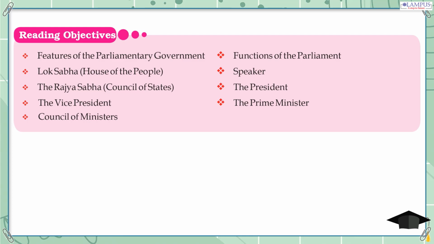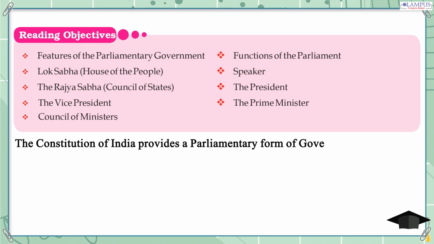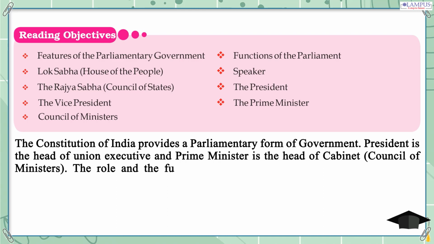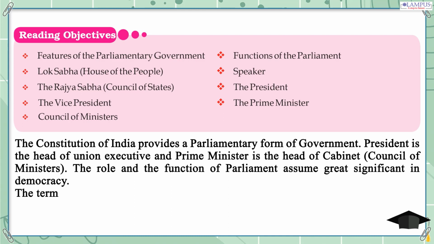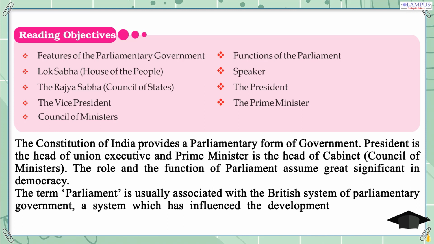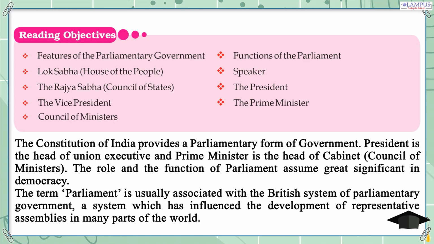Council of Ministers. The Constitution of India provides a parliamentary form of government. President is the head of Union Executive and Prime Minister is the head of Cabinet, Council of Ministers. The role and the function of Parliament assume great significance in democracy. The term Parliament is usually associated with the British system of parliamentary government, a system which has influenced the development of representative assemblies in many parts of the world.